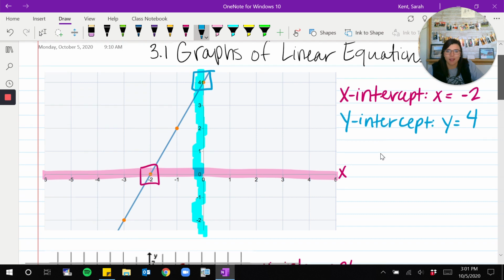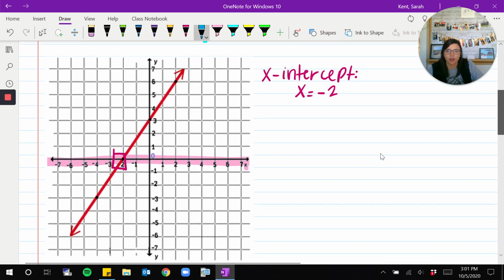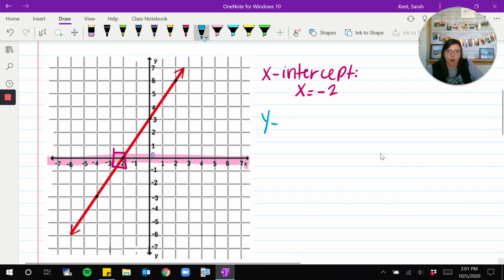All right, let's see if we can find it for number 2. Again, we want the y-intercept. Just going to put int for intercept. So y equals, again, I want my vertical axis, my y-axis. So what number does this cross at? This red line crosses our y-axis at 3. So here, y equals 3.